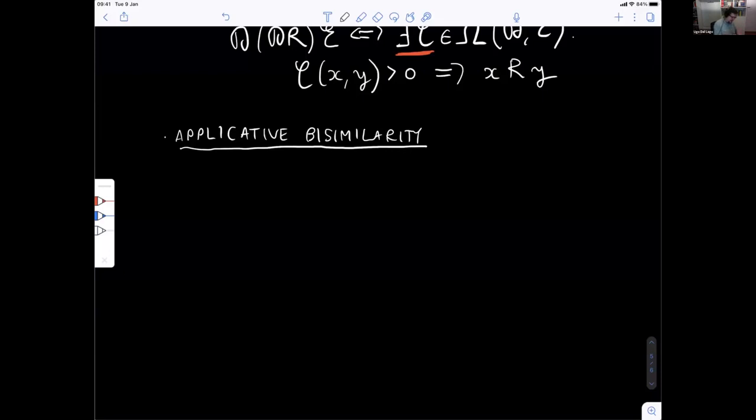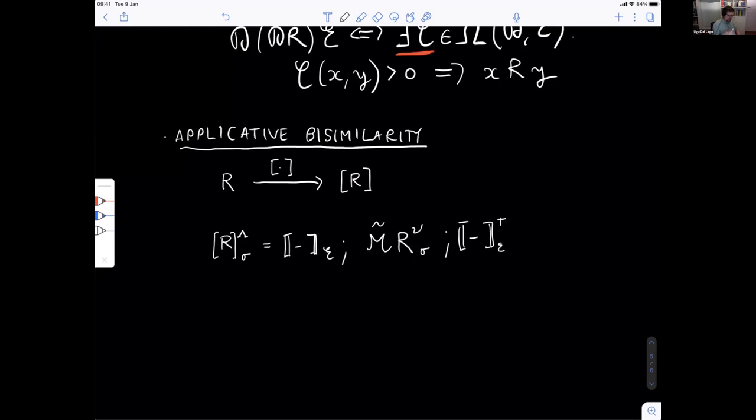So remember that applicative similarity is based on an operator which turns a term relation into another term relation, called the square bracket. The interesting part here is how computations are treated in the square bracket of R, at the level of computations for the type sigma. This is what we got, and basically everything else boils down from here.